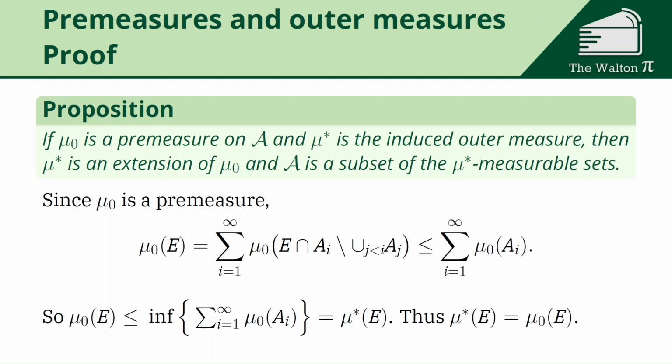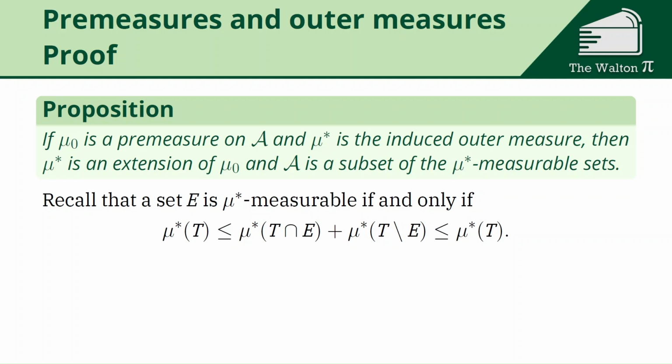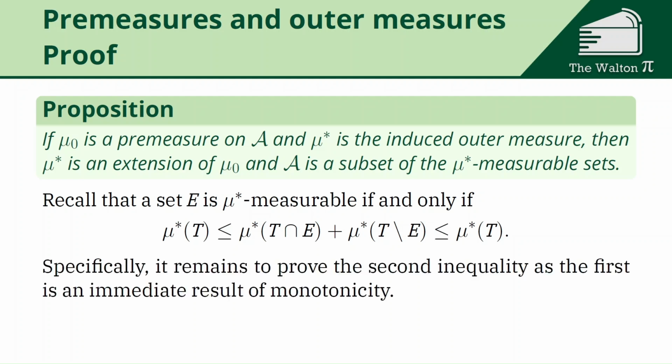Now recall that a set E is mu star measurable if and only if mu star of T is greater than or equal to mu star of T intersect E plus mu star of T minus E, which is less than or equal to mu star of T. In other words, we have equality. Specifically, we have to prove the second inequality because the first is an immediate result of monotonicity.